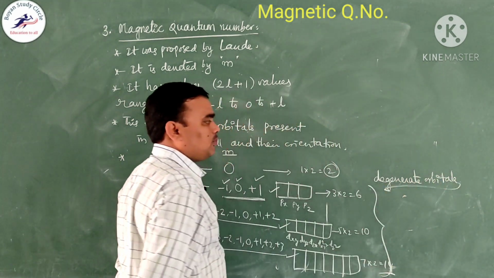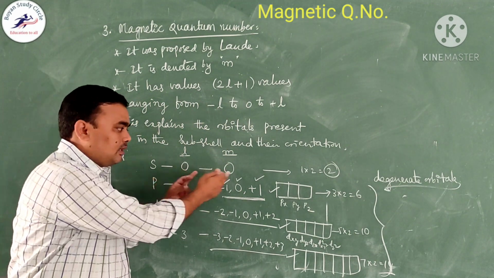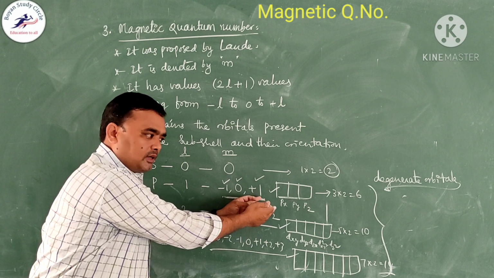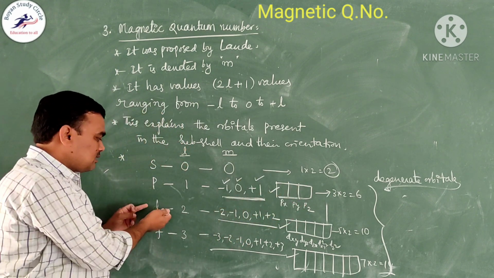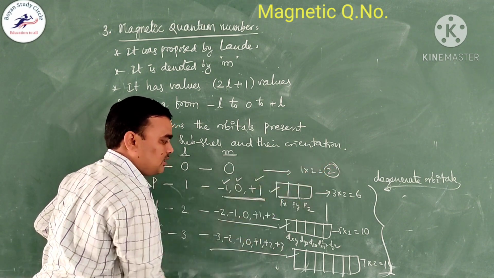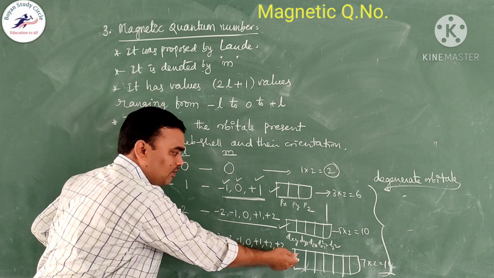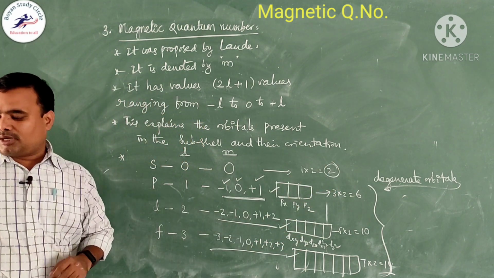What do you mean by degenerate orbitals? In the p subshell, there are 3 orbitals with the same amount of energy. That is why these 3 orbitals are called degenerate orbitals. In the same way, in d, 5 orbitals are present with the same energy, degenerate orbitals. In f, there are 7 orbitals with the same amount of energy. That is why they are also degenerate orbitals, right.